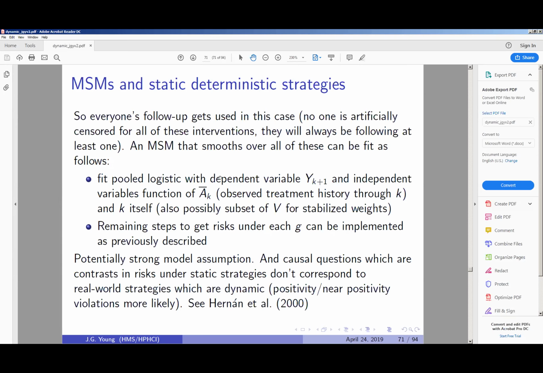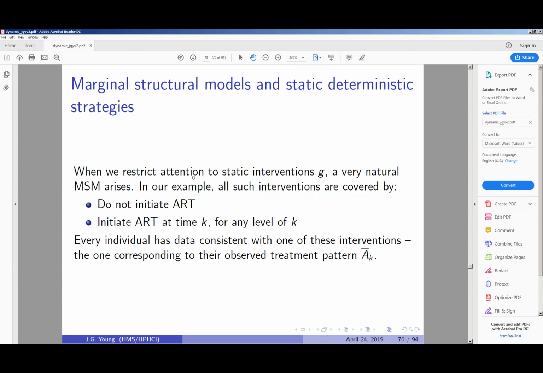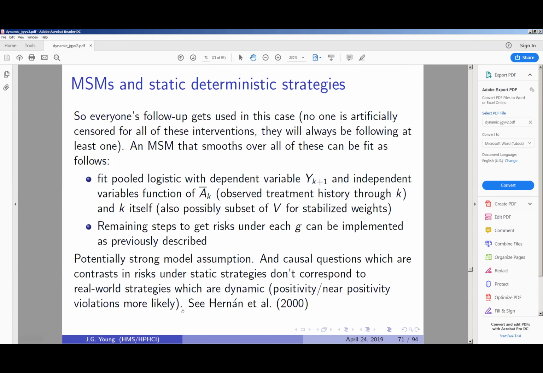But we could do it. We could enumerate every single one of these strategies, just the way we did for the dynamic strategies, make copies for all of them, and censor people as soon as they stop following the strategy for that copy. That approach would, asymptotically, as n gets larger and larger, converge to the same thing as this.